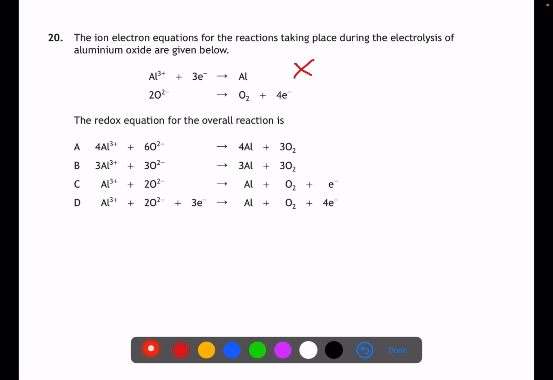So for the first equation, we're going to multiply that by 4. And for the second equation, we're going to multiply it by 3. When we do this, we will have 4Al3+ plus 12 electrons and 4Al. We'll then have 6 O2-, 3 O2, and 12 electrons, which will cancel. If we then join these two equations together so that everything that's on the reactants comes together and everything that's on the products comes together, we'll end up with A as our answer.